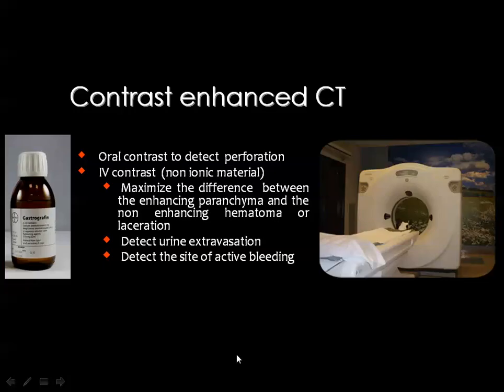Then whenever you are using CT scan for assessment of blunt abdominal trauma, we usually advise to give the patient oral contrast and intravenous contrast. And oral contrast is usually helpful in detection and confirmation of bowel perforation. And in such cases, you will see that the orally administered contrast medium will leak inside the peritoneal cavity.